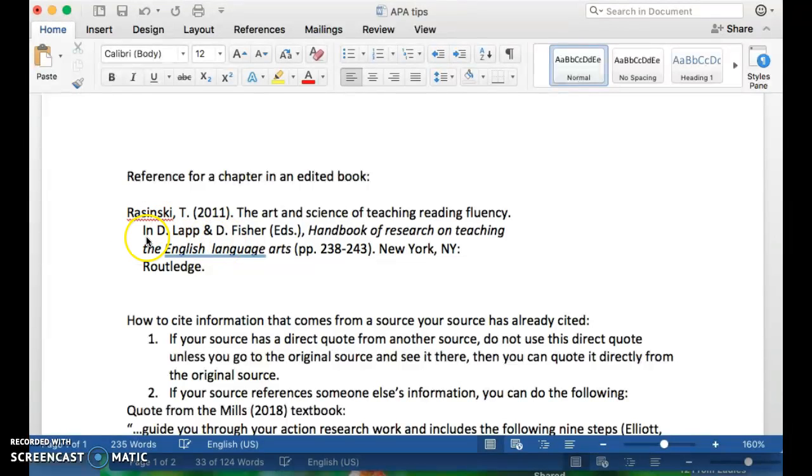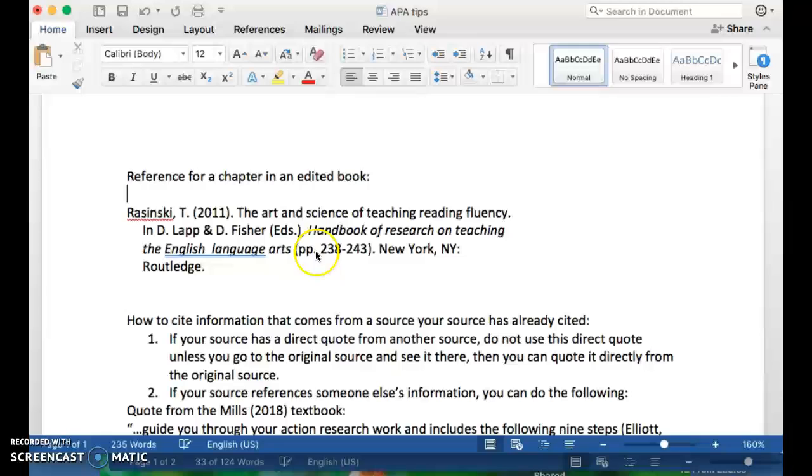You use the word In with a capital, then the editor's names using their first initial first instead of the backward way that we did here. So D. Lapp and D. Fisher, Eds. in parentheses, and then the name of the book, which again we're going to follow the capitalization rules. So the only words here that are capitalized are Handbook and English because it's a proper noun.